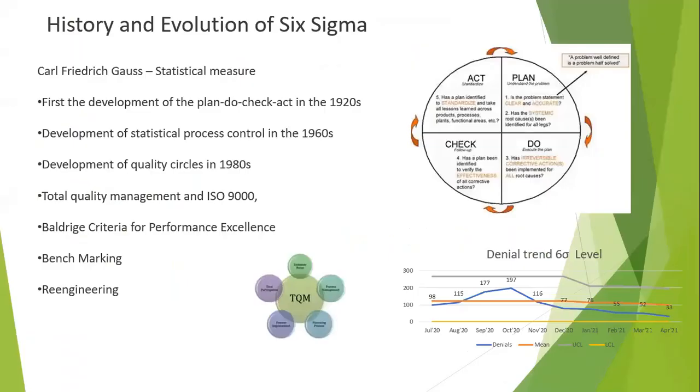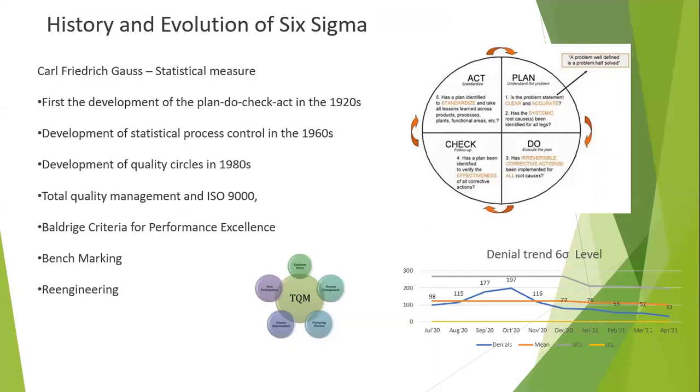The first chapter we are going to cover is the history and evolution of Six Sigma. So, who started this? That's Carl Friedrich. He's the guy who started the basic thought of Six Sigma, and he introduced a lot of statistical measures.